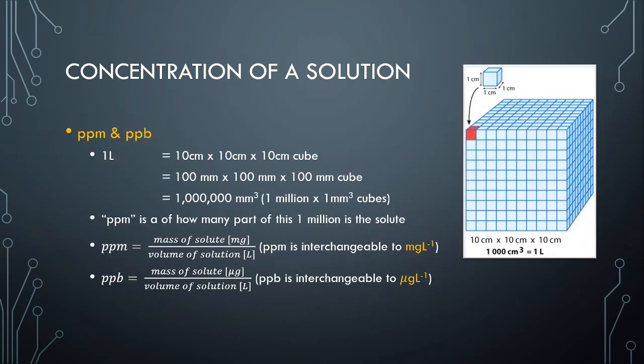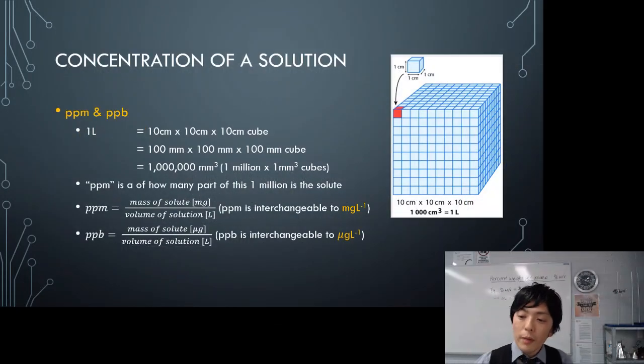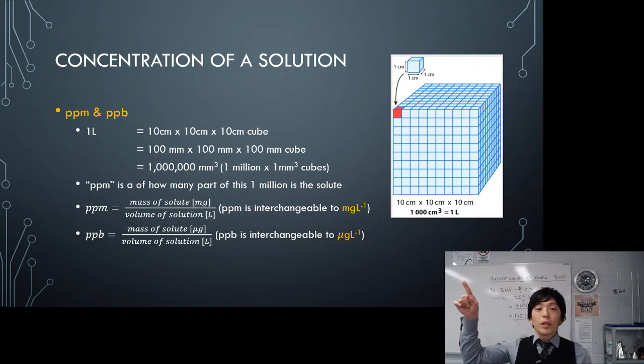Next slide. Now, the final 2 units, ppm and ppb, parts per million and parts per billion. Now, picture a cube, just like this one. Okay, this cube is 1 liter. This cube has a capacity of 1 liter. If you had the same length, width, and height for this cube, it would be equivalent to 10 cm, 10 cm, 10 cm, in x, y, and z directions.